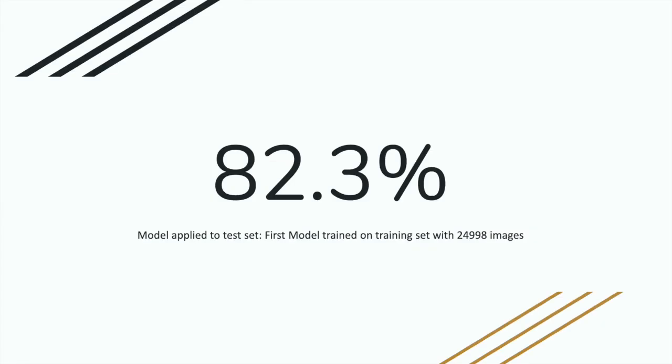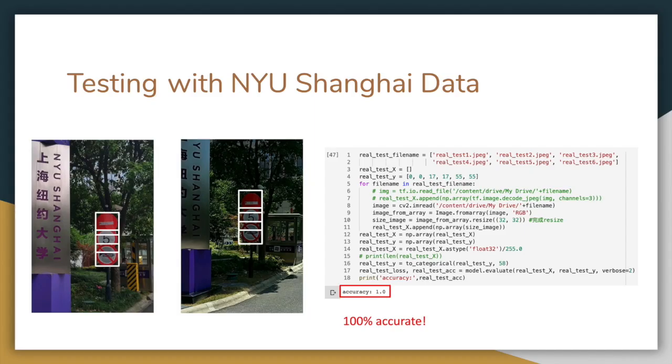We yield a test accuracy of 82.3%, which is decent. Despite that, when we were testing real-life examples of traffic signs near NYU Shanghai, our model yields a surprisingly good result of being 100% accurate. Although we only tested with 6 new images, we are very happy with the result.